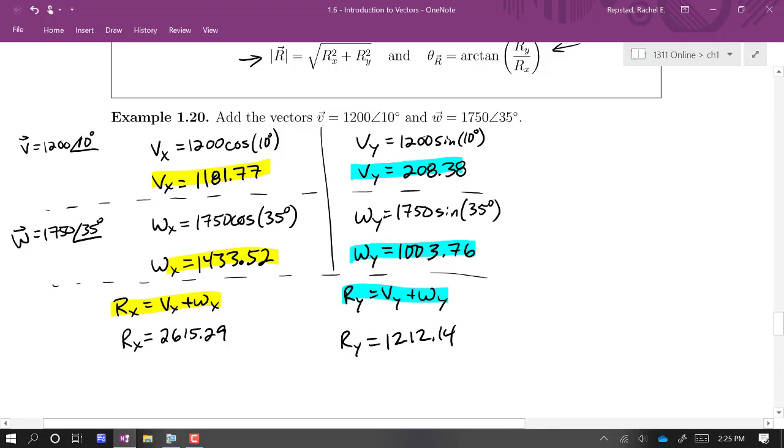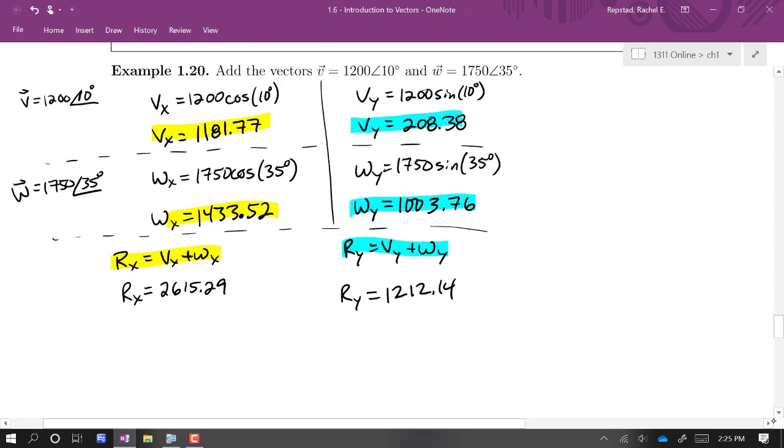Okay, now we have our two components, but we're not done, right? Sometimes people will stop once they've found our x and our y, but if you want to add vectors, you want an answer that is a vector, and you always want to give it, unless specified otherwise, by using the magnitude and direction. So two more things left to do. Magnitude of the resultant vector, square root of the sum of the squares of the components.